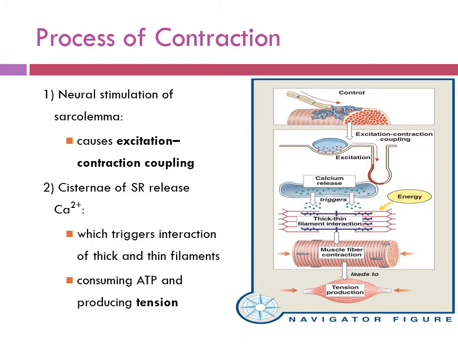The sarcoplasmic reticulum is going to release calcium, triggering the interactions between the thick and thin filaments, consuming ATP and producing tension. Tension is what happens when you're pulling from either side of a muscle fiber. It doesn't necessarily have to shorten, but when you're attempting to shorten, you're increasing tension.